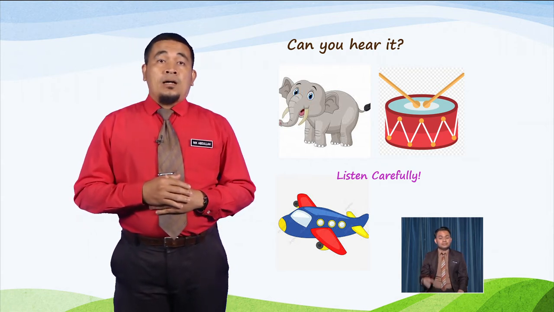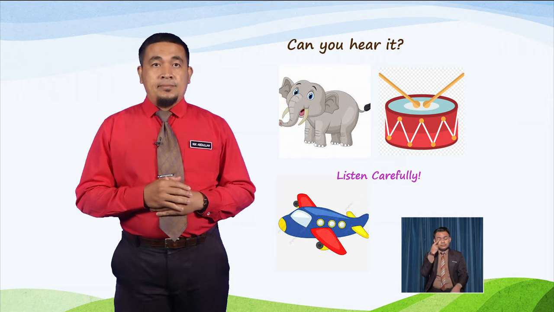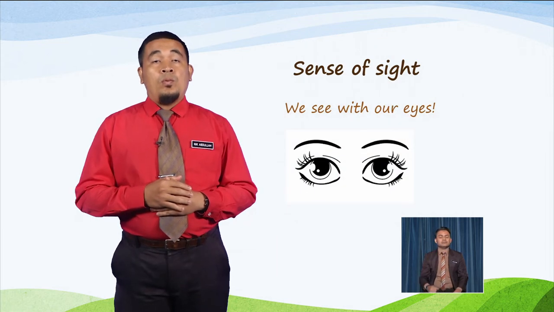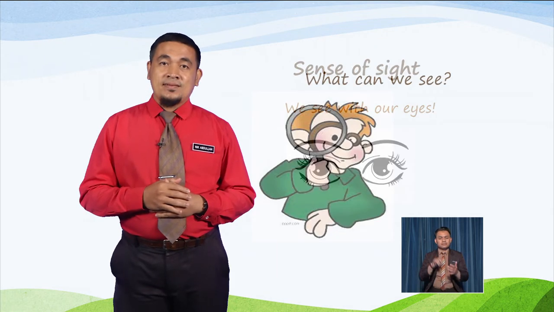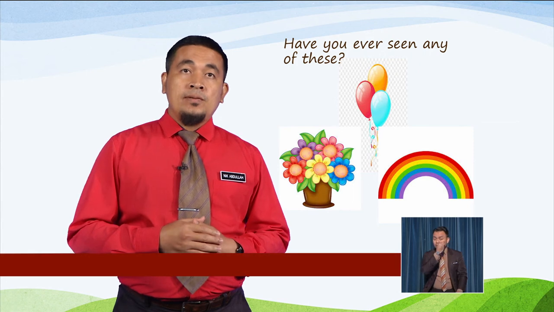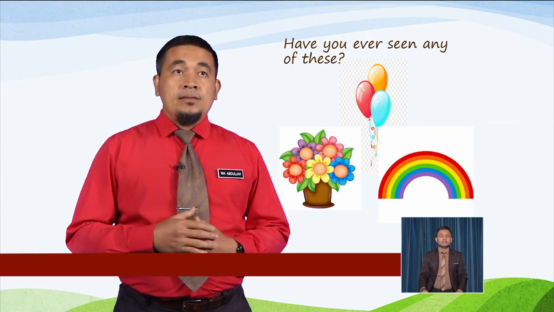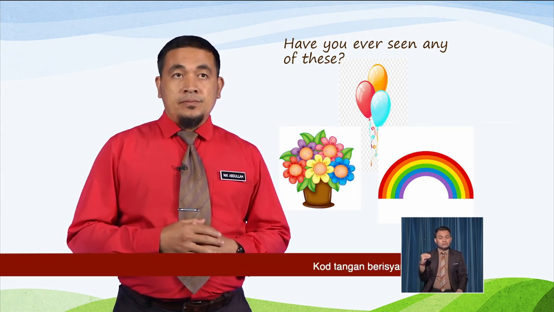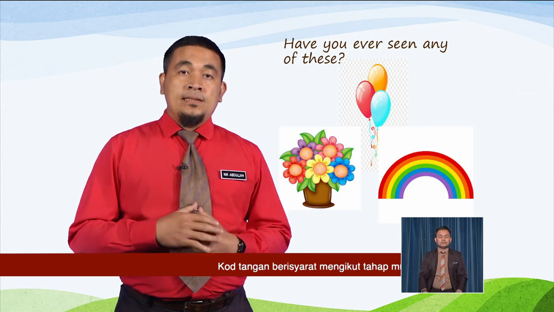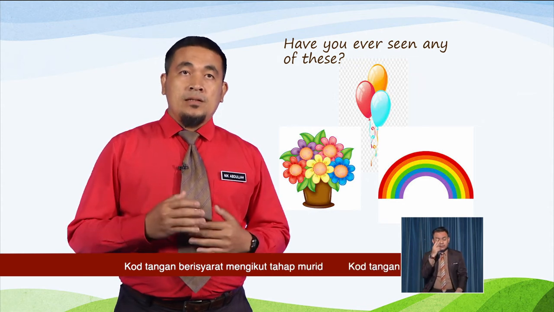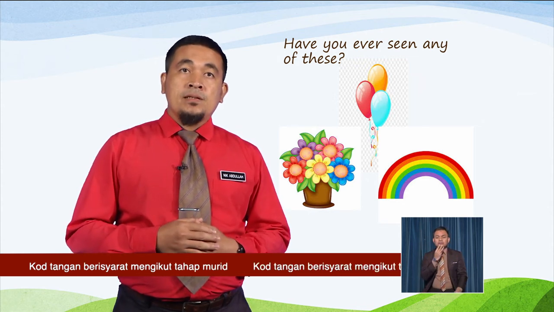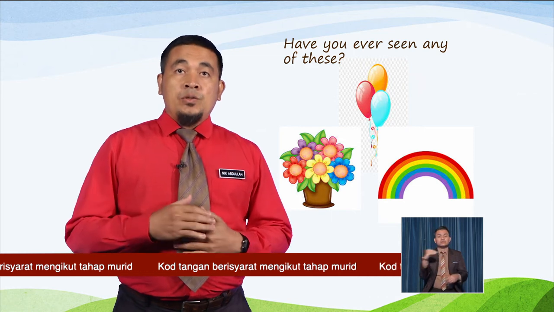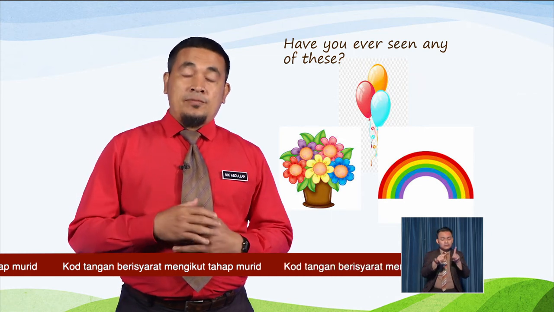We use our eyes to see. What can we see? We can see things like a bouquet of flowers, a beautiful rainbow, and the colorful balloons. We can see things of different colors, shapes, and sizes using our sense of sight.